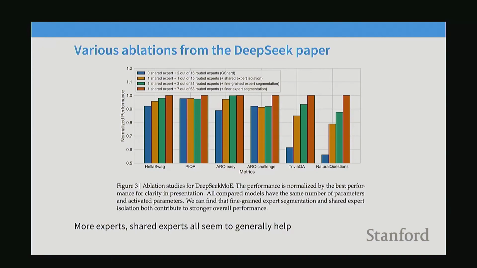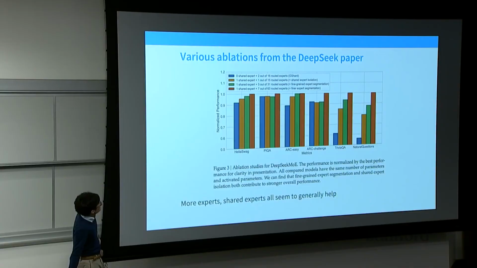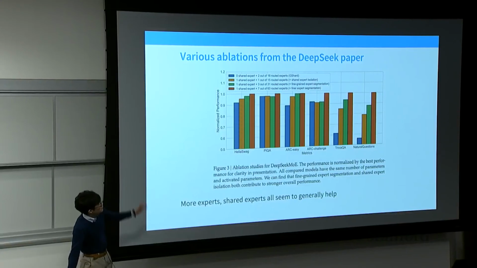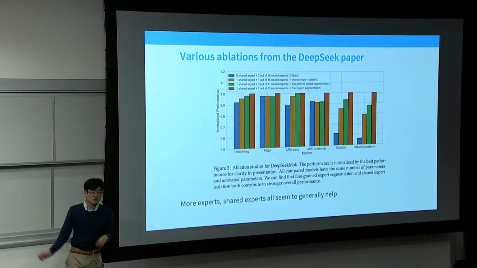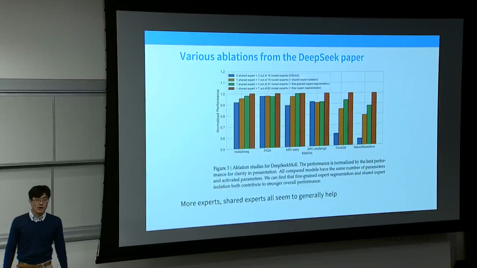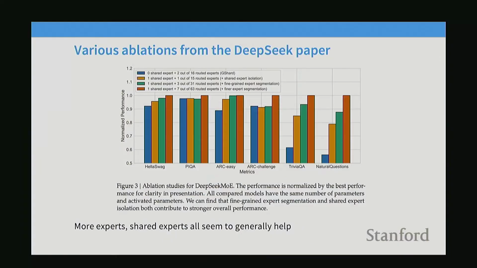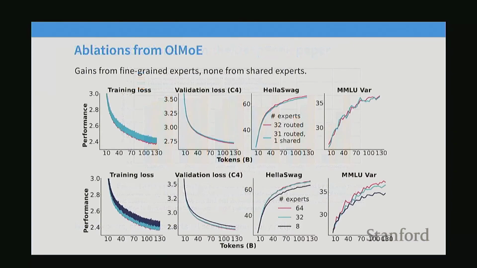And so they have this lovely ablation in the DeepSeek MoE paper where they show, the blue bar over here, this is GShard. This is a very basic vanilla implementation of an MoE. You can have one shared expert, that's the orange bar, and that gives you a big boost on some tasks and no boost on others. You can have fine-grained experts, that's the green and orange bars, and you get further boosts from that. And if you compare the blue to the orange, composing all of these differences gives you quite a big boost over the others. And so we can see that more experts and shared experts generally seem to help.